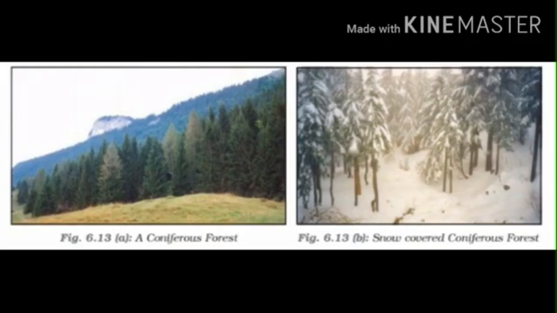Then temperate evergreen forest. In this type of forest, they have both hardwood and softwood trees. Then temperate deciduous forest. In this type of forest also, the trees shed their leaves in winter season. Next one is Mediterranean vegetation. The trees in this type of forest have broad leaves, then thick bark and wax coated leaves. It is also called what, children? Orchids of the world.